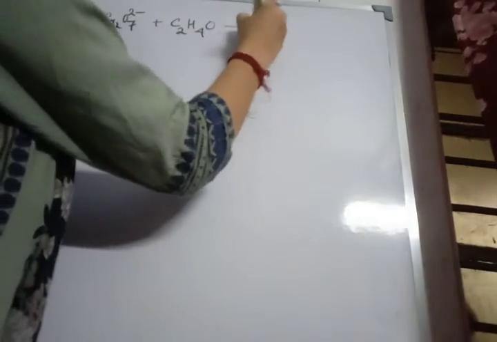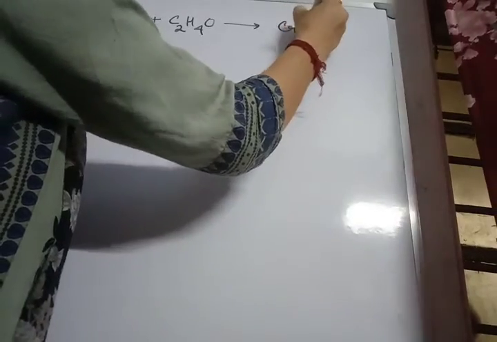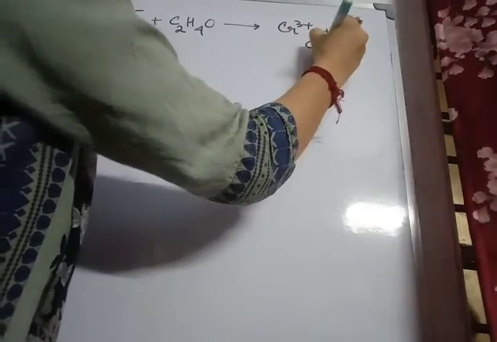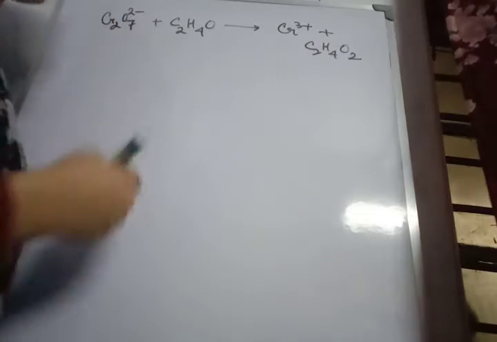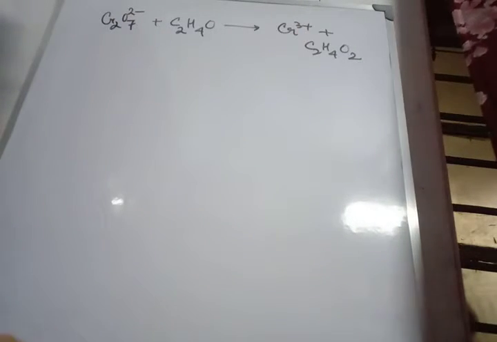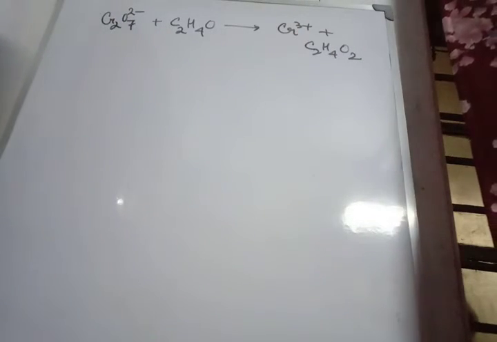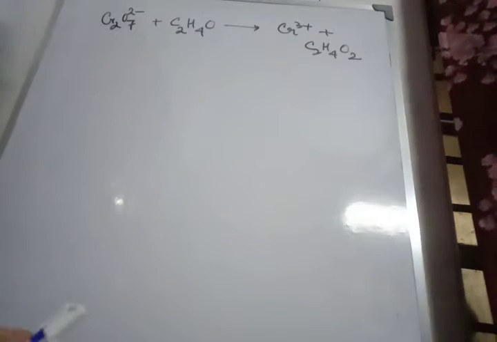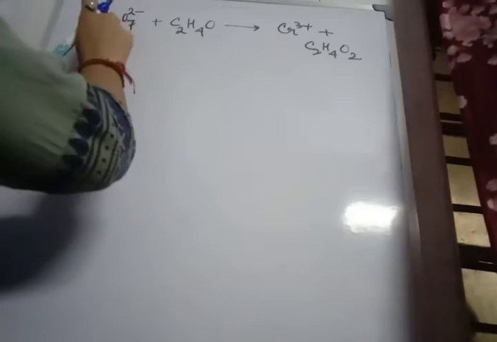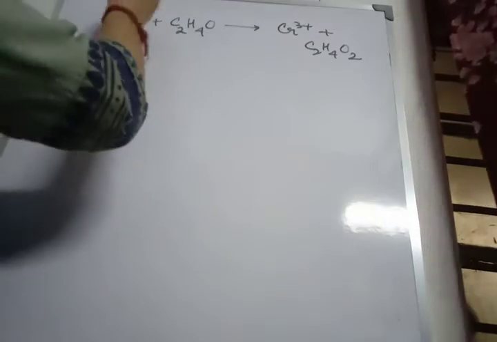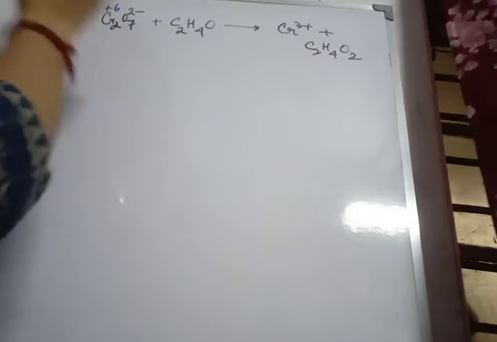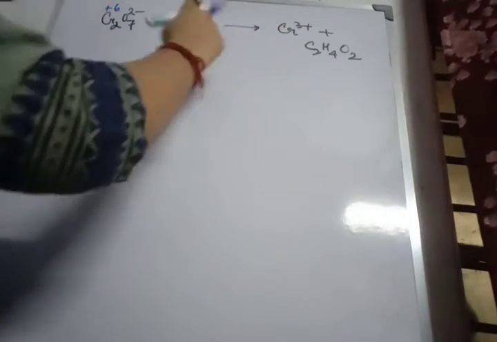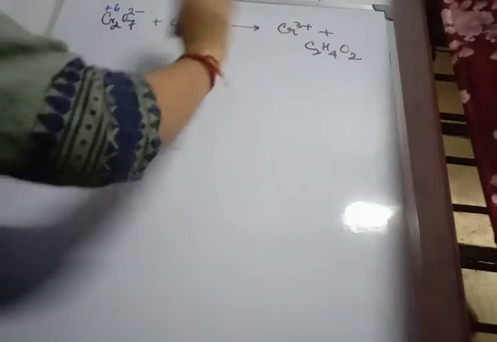Dichromate, Cr2O7 2-, plus C2H4O, arrow Cr3+ plus C2H4O2. The medium given is acidic medium. Here, first of all, it is already given in ionic form. So next step we have to split the equation into two halves. My reduction half reaction will be dichromate to chromium, because if I check the oxidation number, chromium has +6 on the left hand side and +3 on the right hand side. So it undergoes reduction. This will be my reduction half.